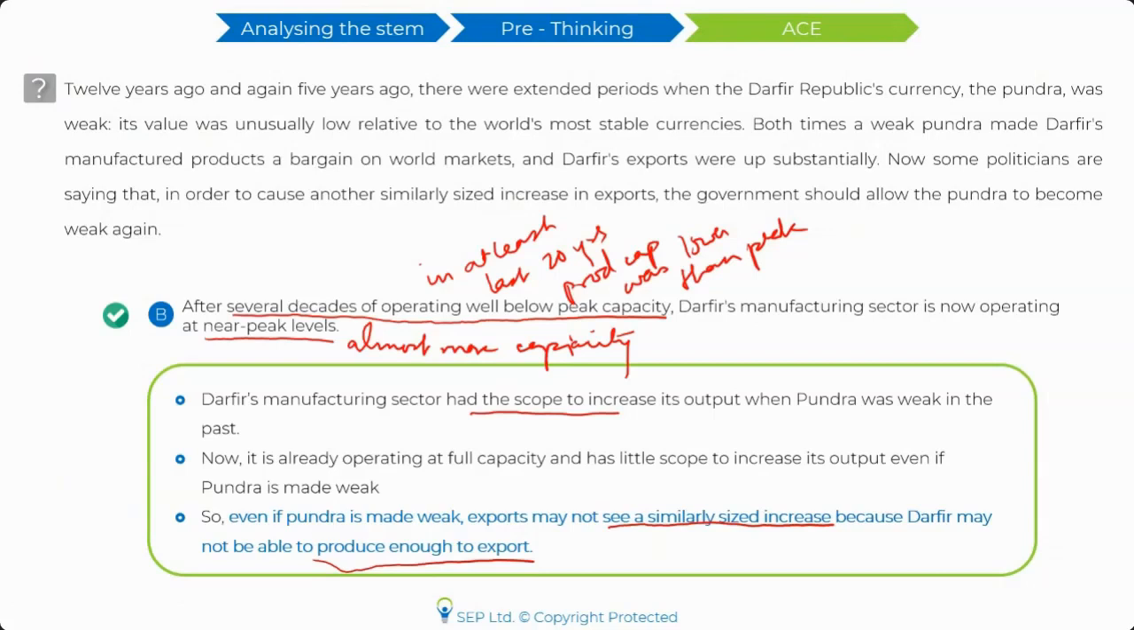So Ryan says output isn't the scope. Now, exports are the scope. Yes, that's the whole point. When you want to export more, first you have to produce more. If you cannot produce more, how will you export more? So let's not bring the proportional increase. Similar sized increase means size of increase, size of exports implies what? The volume most likely, okay? And even if it is in terms of value, let's still talk about production. And remember, this is a weakener. This is not an assumption question. All right? Okay?